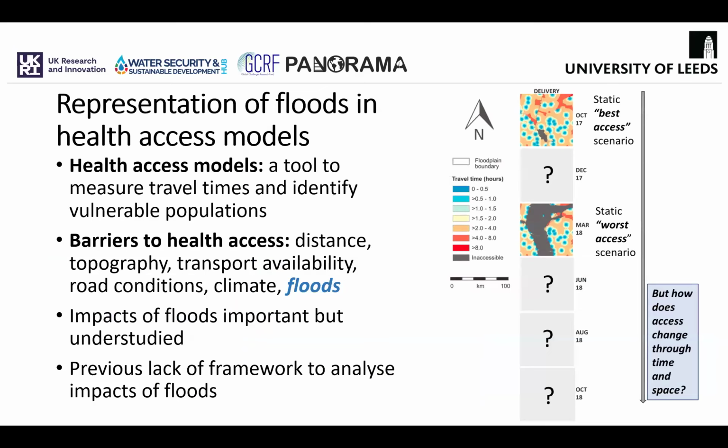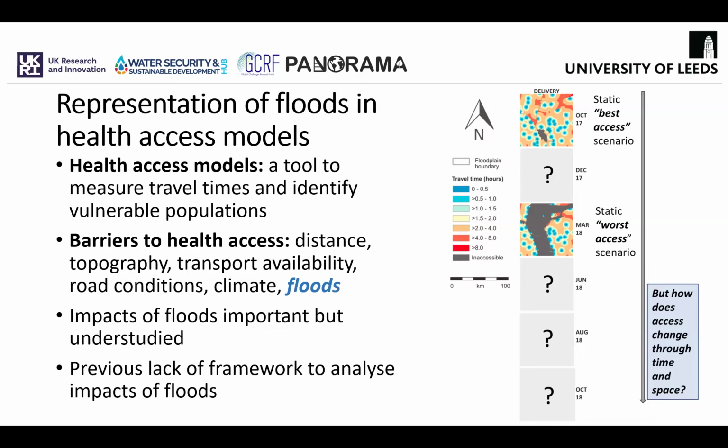For any of you that are not aware, because I'm aware this is a very floods-oriented audience, health access models are a really important tool used to measure travel times in their most basic form. They're critical because they help identify vulnerable populations, so they're quite important for health officials to identify inequitable health access. They're commonly created using geographic information systems because you can combine multiple variables that are barriers to health access, such as distance and topography. But floods, crucially, have just never really been included in these in the Global South.